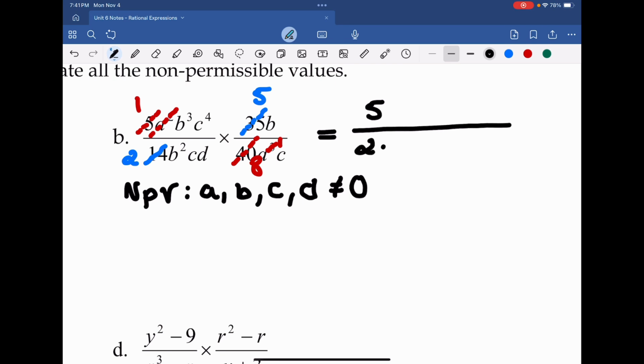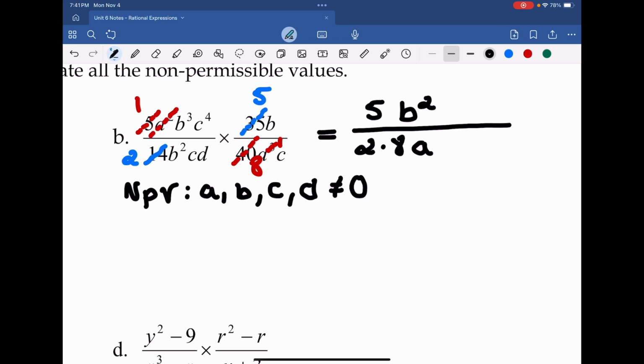In the denominator, we were left with 2 times 8 here because we had the 8 that was a reduction from the 40. Now what I'm going to do is do my a's. I was left with 1a in the denominator. I was left with b squared in the numerator.